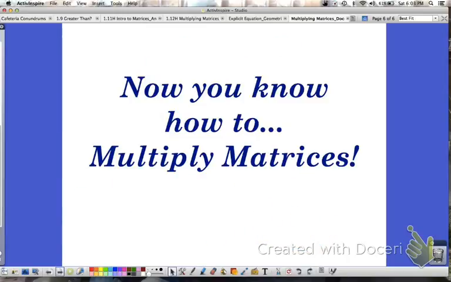So now you know how to multiply matrices. Good luck!